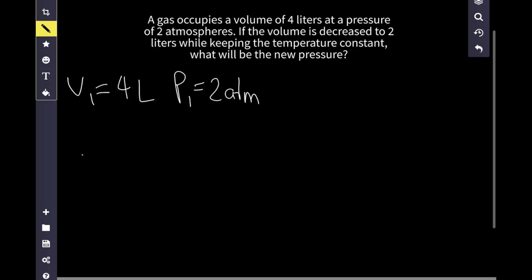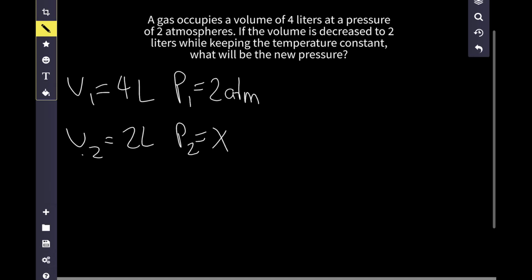Now, our volume changes to 2 liters, and we're trying to solve for the pressure. So let's call it X. And our temperature is constant, so we don't have to worry about using a formula that involves temperature. Now, based on what we're given, what formula do you think we're going to use?